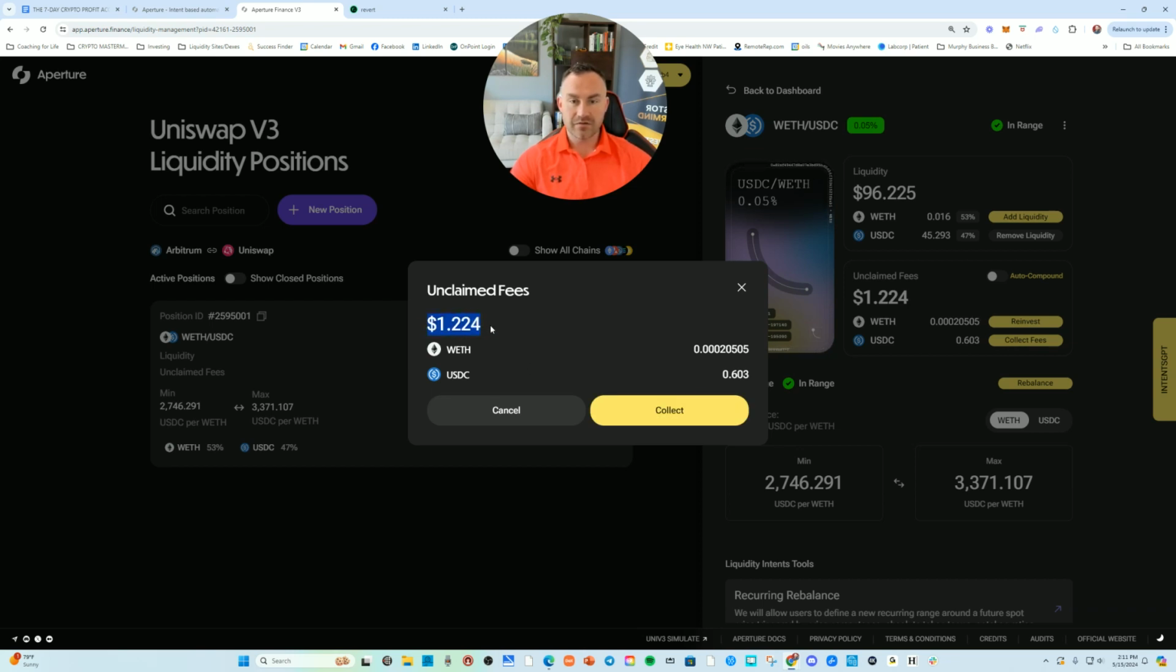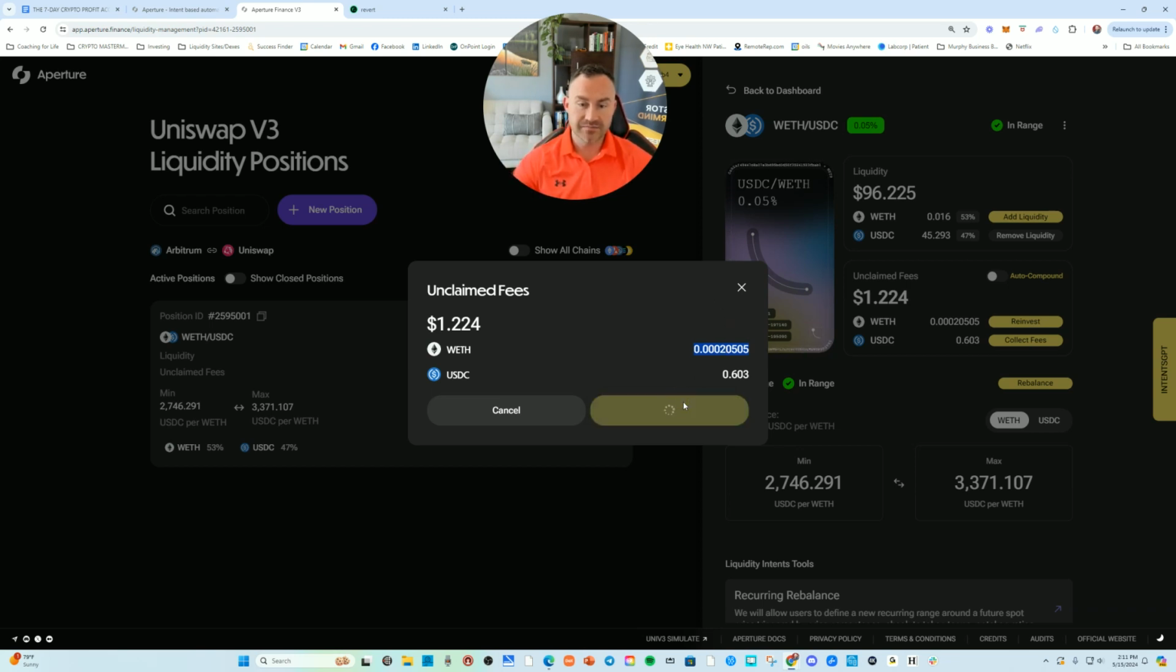here's the total dollar value of these assets today. Here's what they represent: 0.00020505 of ETH and 0.603 of USDC. Okay. Now, if I were doing this for real, I would pull out a note card and write down those two numbers, because what I want to do is harvest the income and then shift it over to a separate wallet where I'm building another portfolio that I'm preparing for the bull run.